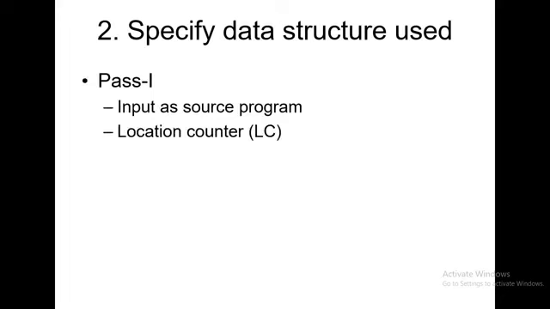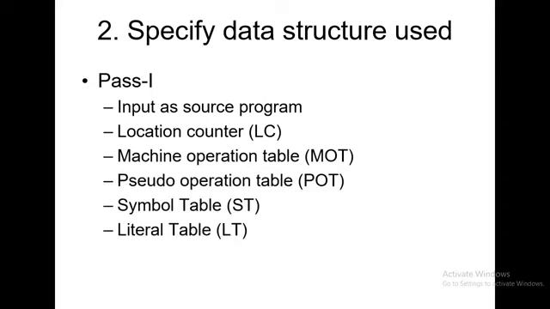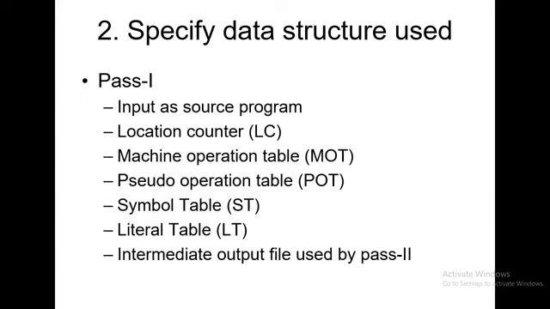Now see the data structures which are used in the pass1 assembler: location counter, machine operation table, pseudo operation table, symbol table, literal table. Every table has a specific structure that you have to remember, and by using that structure you have to enter the things which are present in the given program. This is the pass1 data structure, as well as the intermediate code as output of pass1.